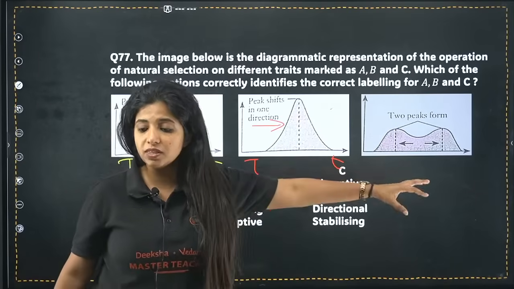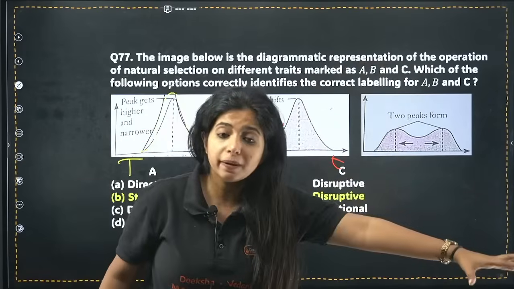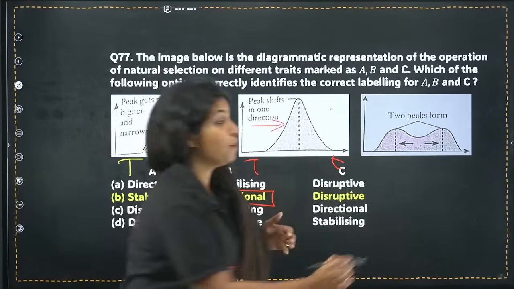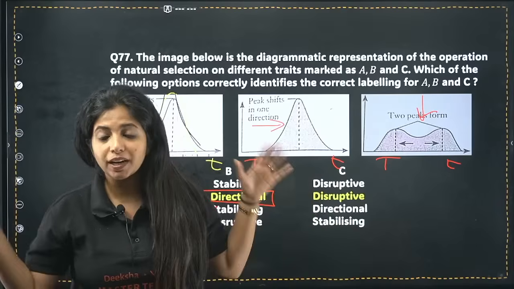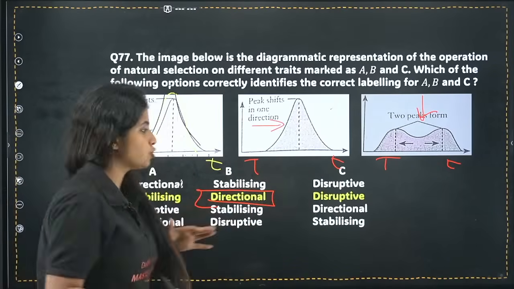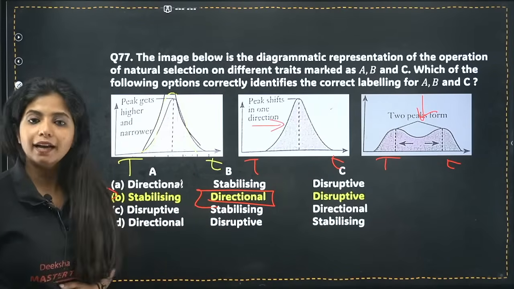Now, disruptive selection is where extremely tall people are there and extremely dwarf people are also there. Both of them are there. That means it is going to be disruptive selection. Disruptive selection. Always remember that as well.